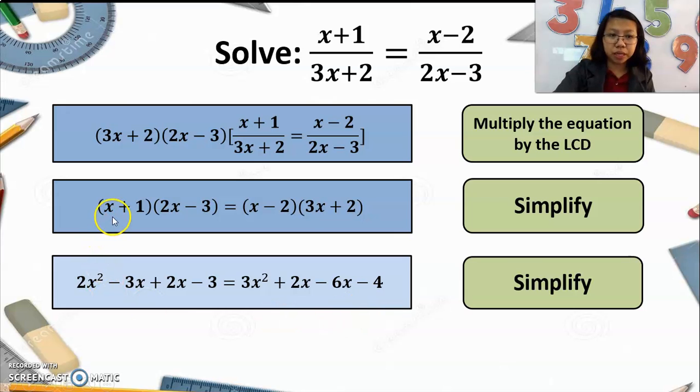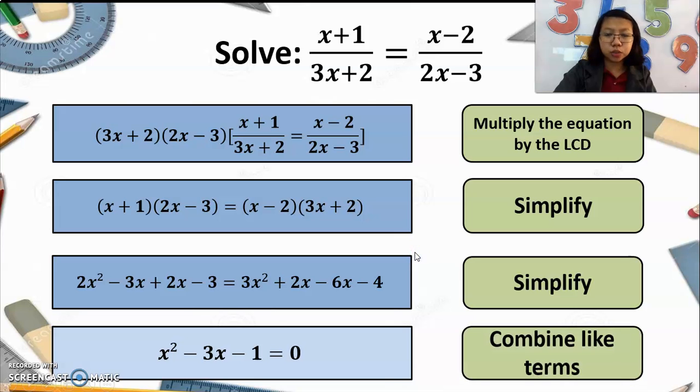So upon using FOIL method, so x times 2x, it will be 2x squared, x times negative 3, negative 3x, 1 times 2x, it will be 2x, and then 1 times negative 3, the answer will be negative 3. And then for the right side of the equation, again, we just need to use the FOIL method or first, outer, inner, and then the last term. So x times 3x, 3x squared, x times 2, it will be 2x, negative 2 times 3x, so negative 6x, and then negative 2 times 2, the answer is negative 4. Okay, and then again, we just need to combine like terms or simplify. And after combining like terms, the answer will be x squared minus 3x minus 1 equals 0. So this will be the quadratic equation from this rational equation.